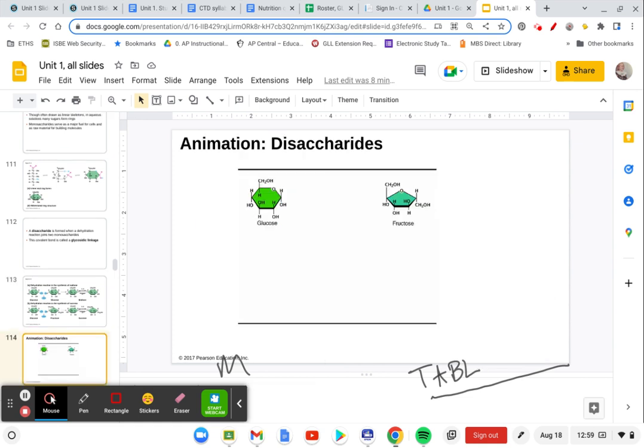All right, you got another picture here, another diagram, or another video that I will let you peruse on your own if you think you need to watch it.